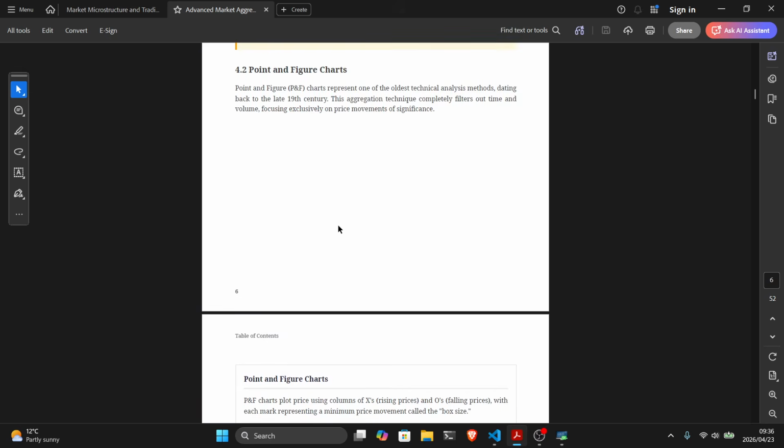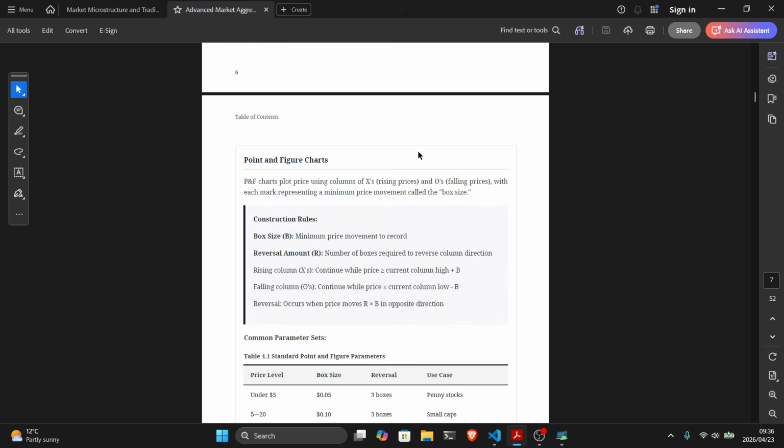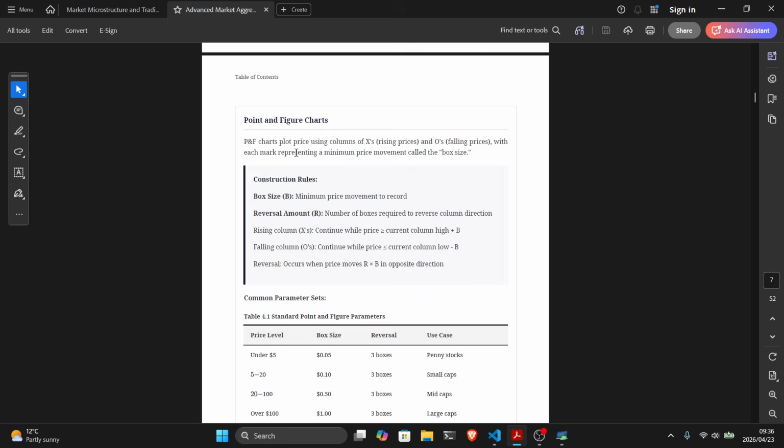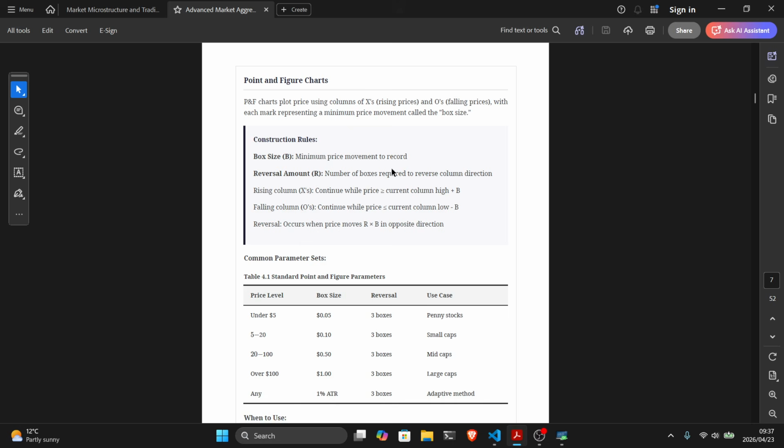Now, what is a point and figure chart? Point and figure charts represent one of the oldest technical analysis methods, dating back to the late 19th century. This aggregation technique completely filters out time and volume, focusing exclusively on price movements of significance. Point and figure charts plot price using columns of X's for rising prices and O's for falling prices, with each mark representing a minimum price movement called the box size.